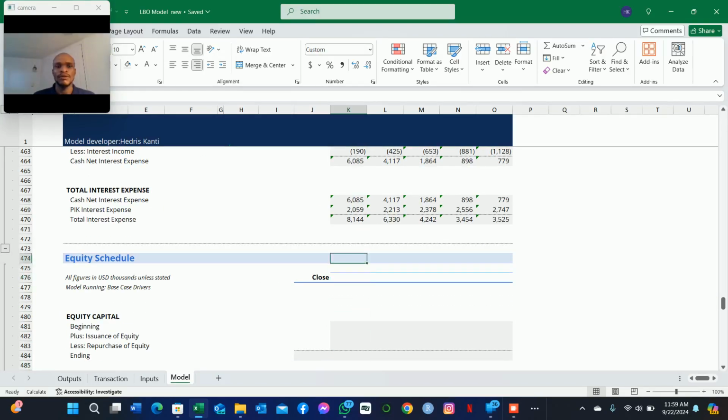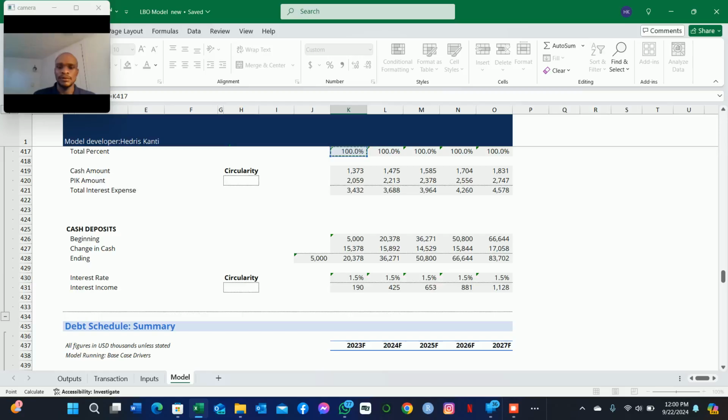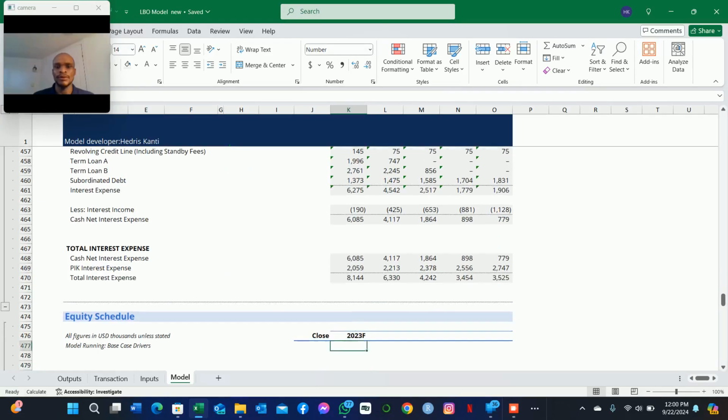So now we're almost done with the summary section. Now we are about to account for our equity schedule. So we will be doing this. We just have to reference some years for the projected period.